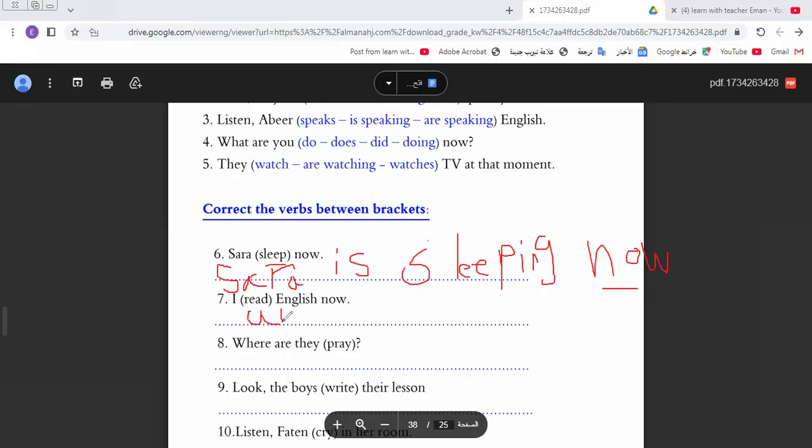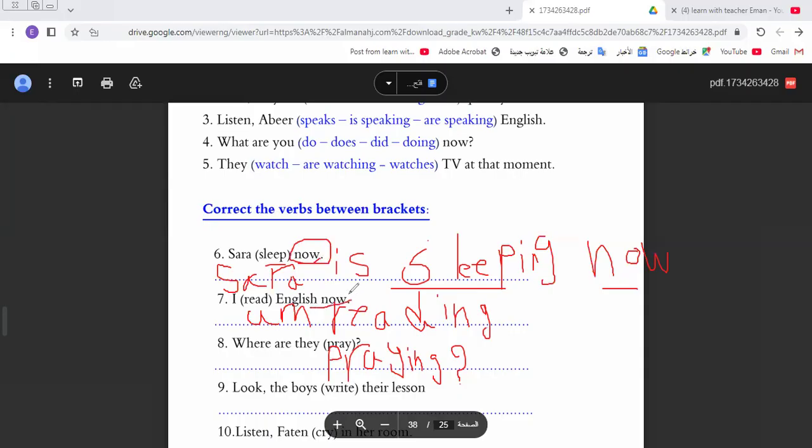I'm reading. I think we learned this example before. I'm reading. Why reading? Because here we have now, and I takes the verb to be am plus verb plus ing form. Where are they praying? Praying, and I put ing and the question mark at the end of the sentence. I will leave the rest for you to do by yourself. So here Sarah is sleeping now, because we have now. And I'm reading now. Where are they praying? Let's continue the rest of the exercise.